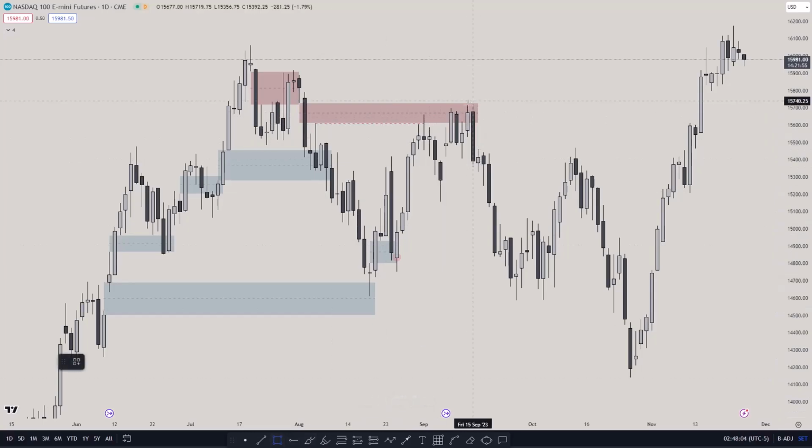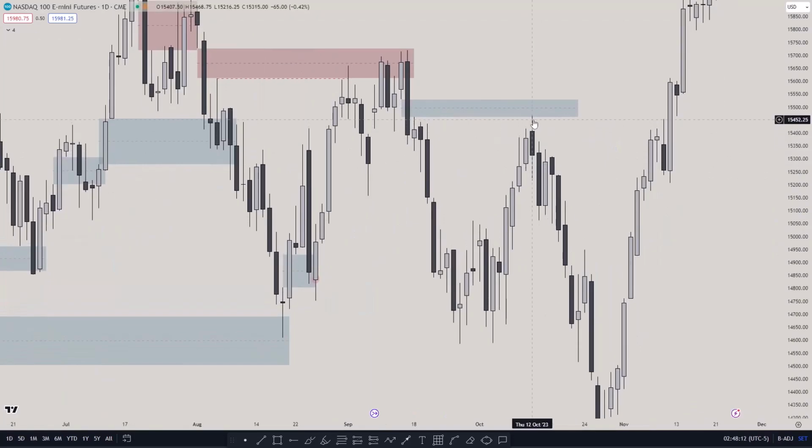What do we have here? Price respected this fair value gap. Did it create another fair value gap? Yes. It created this fair value gap. Was it respected? There you go. Very nice respect of the fair value gap going lower.